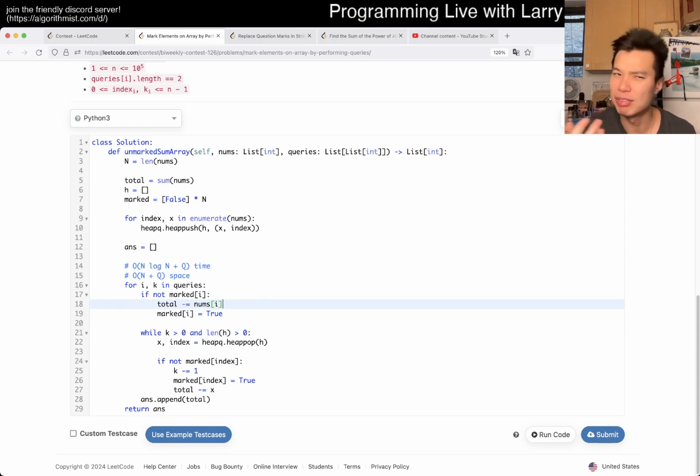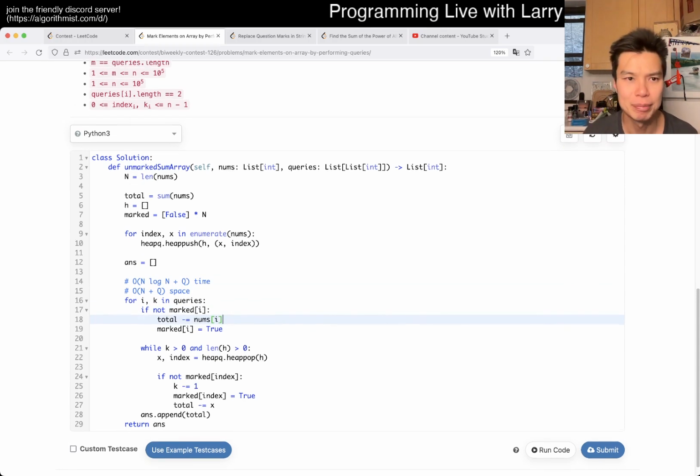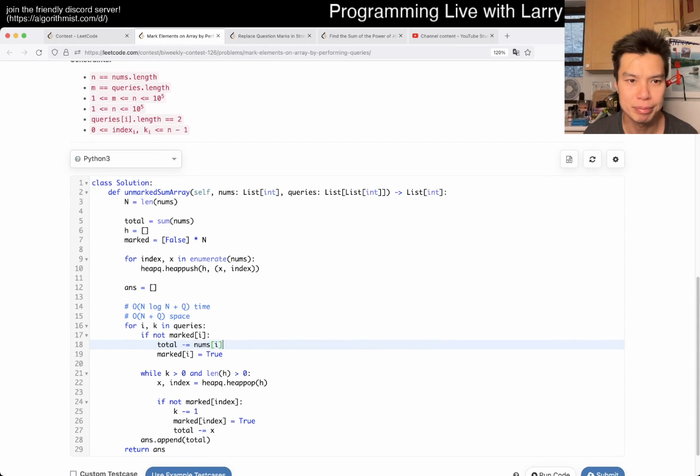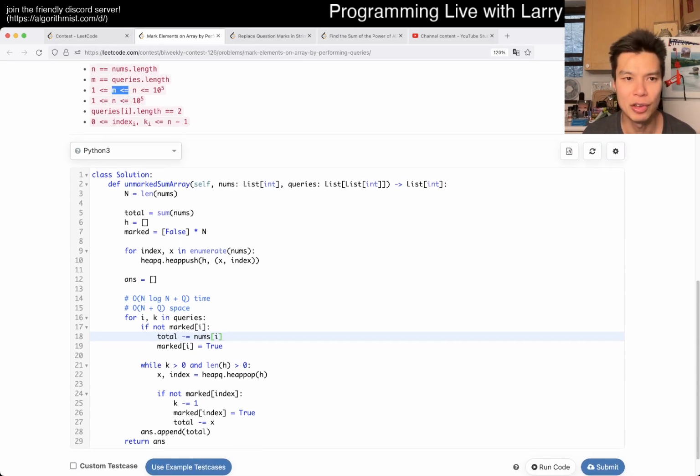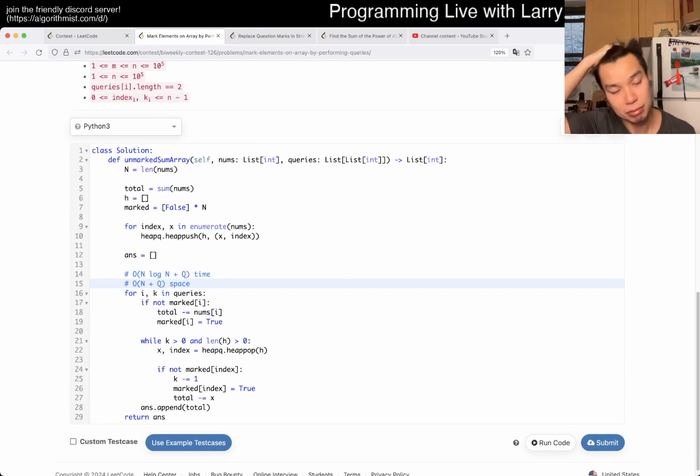Either way, it's going to be fast enough for this problem. I didn't actually realize that q is going to be less than n anyway. So maybe you could say that if q is less than n, you could take it out. But I just want to be more precise. But yeah, that's pretty much it.